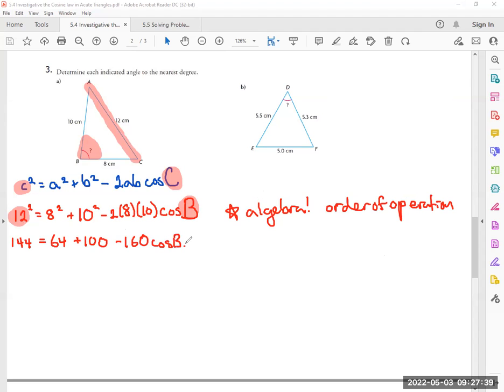cosine B. All right. And here's what I mean by order of operation. I want cosine B all alone. I'm going to get that all alone by removing everything else. So take a look. I'm going to subtract 64 from both sides. Reverse order. I will also subtract 100 from both sides. So let's solve that first.